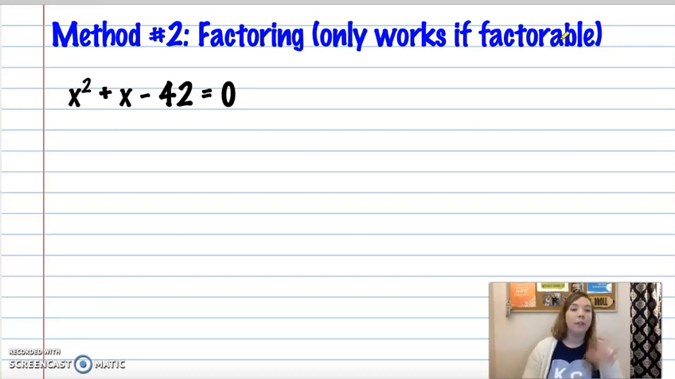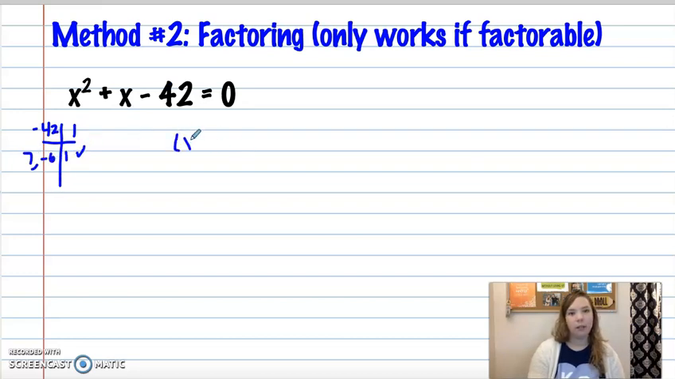So graphing always, always, always works. Although sometimes it's tedious and it's not everyone's favorite. So today we're going to work on factoring, which works if the numbers are nice. And it'll work on most of our examples we're doing. So here I want factors of negative 42 that add to 1. So I think we want 7 and negative 6. So we'll have x plus 7 and x minus 6 equals 0.